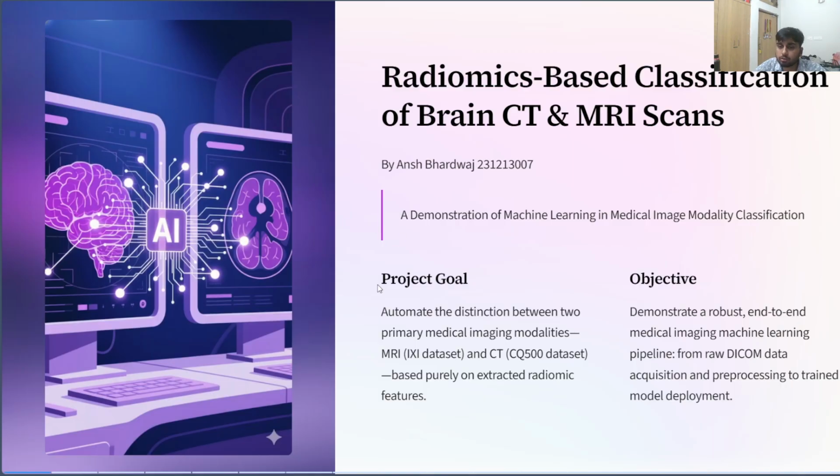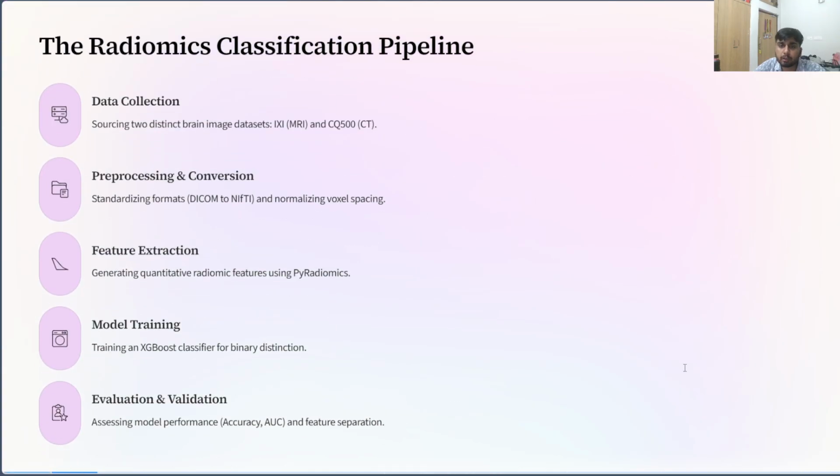So the project goal is to automate the distinction between two primary medical imaging modalities, that is MRI and CT scan, based purely on extracted radiomic features, and to demonstrate a robust end-to-end medical imaging machine learning pipeline from raw DICOM data acquisition and pre-processing to trained model deployment. Moving on to the pipeline that I planned.